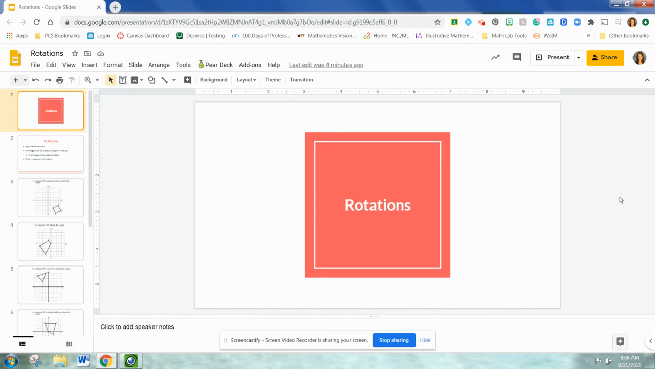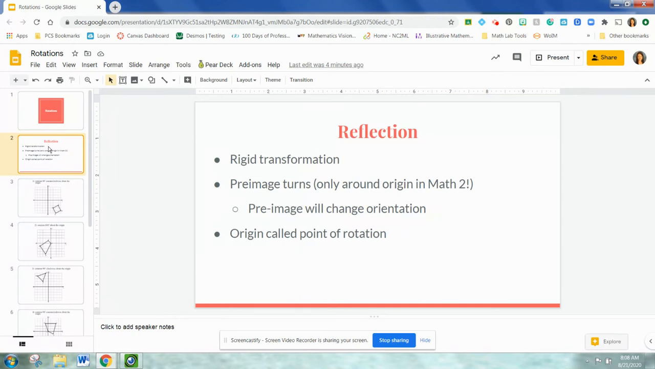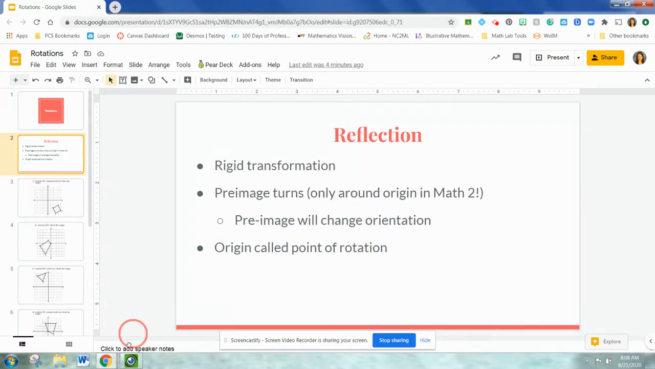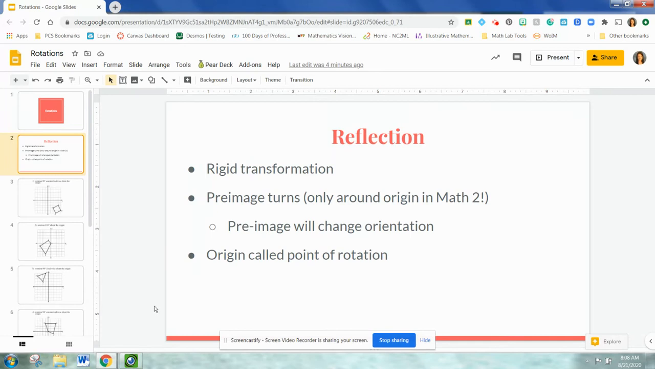So in this video, we're going to talk about rotations. Rotations are another rigid transformation. We are turning our pre-image to create our image. Our pre-image is also going to change its orientation, similar to what we looked at when we looked at reflections. The original orientation of the points on our shape will not be the same after we do our rotation.